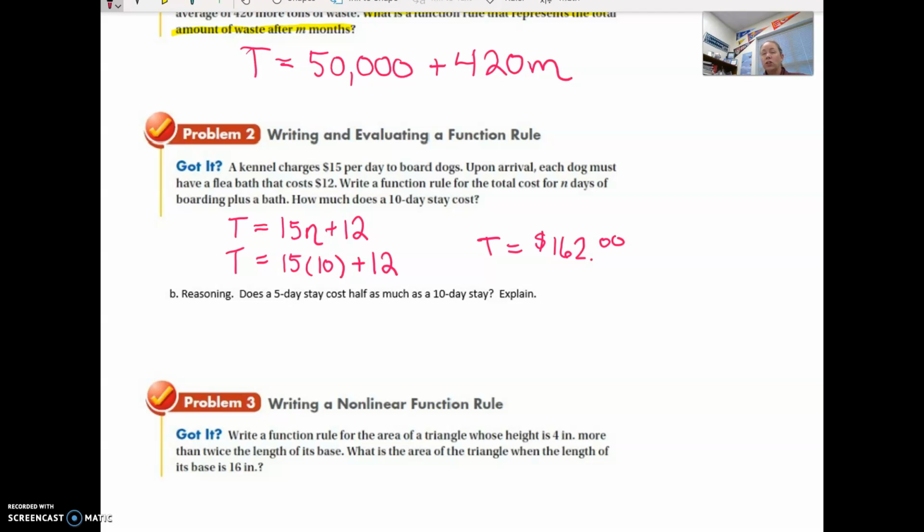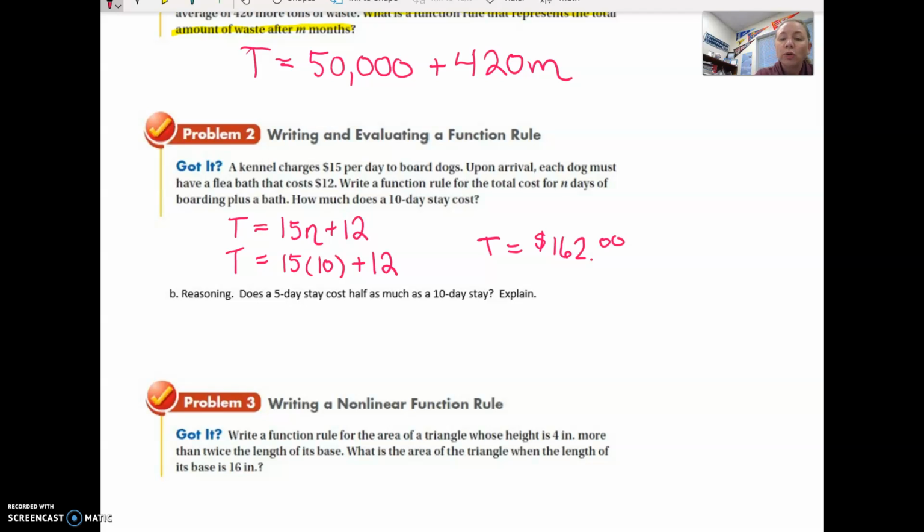Okay, now the second question here says, does a 5-day stay cost half as much then as a 10-day stay? So think about, do I just need to divide $162 by 2? And that will tell me a 5-day stay? Well, the problem here is the $12 flea bath. That doesn't halve just because the dog stays half as long. So that kind of throws a wrench in that situation.